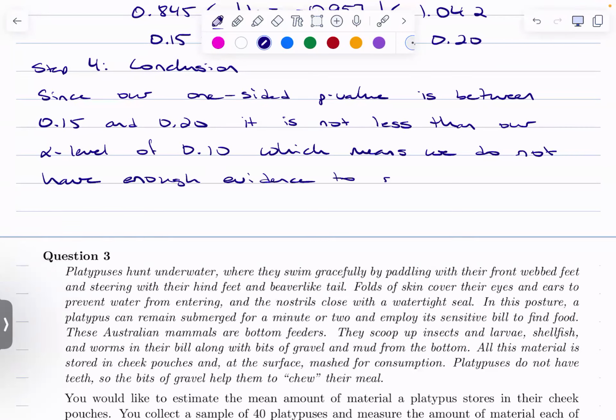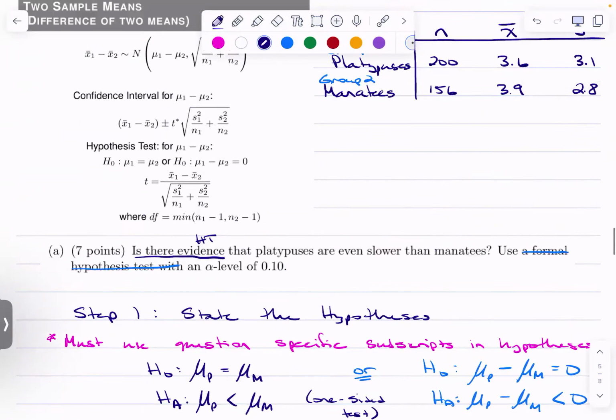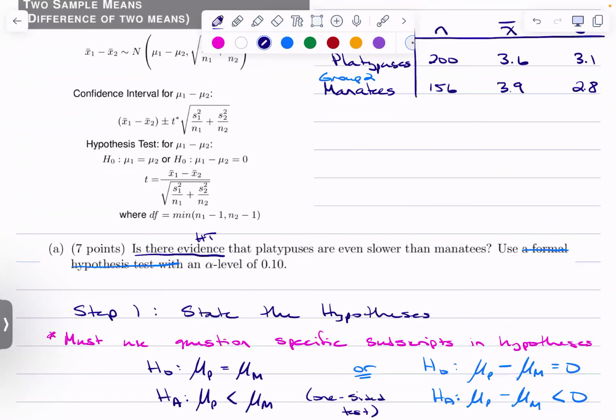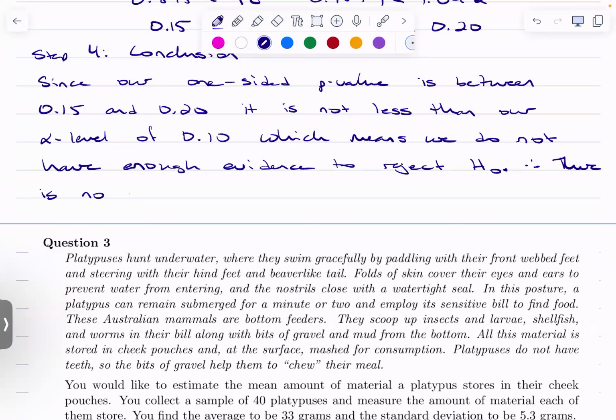Oh. And then reword the question as an answer. Is there evidence that platypuses are even slower than manatees? No, there is not. Therefore, there is no evidence that platypuses are slower than manatees.